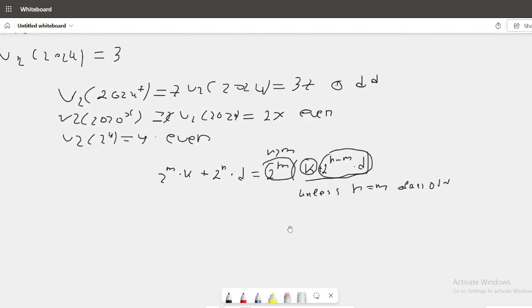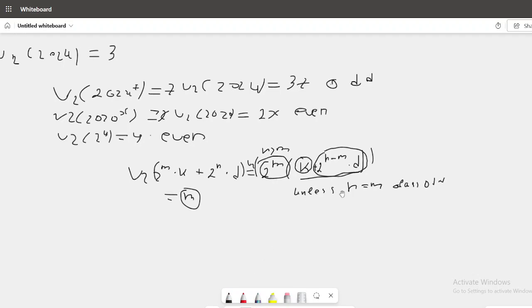So, which means that this will never be odd. Like the v2 of this is just m, and m is not odd. We know that for the fact that m is not odd. So n needs to be equal to m. That's the only case when this will be even.